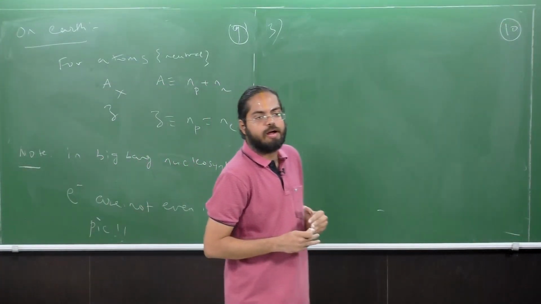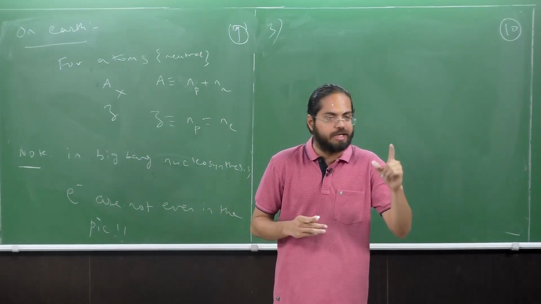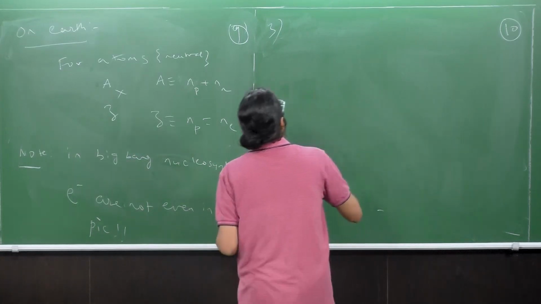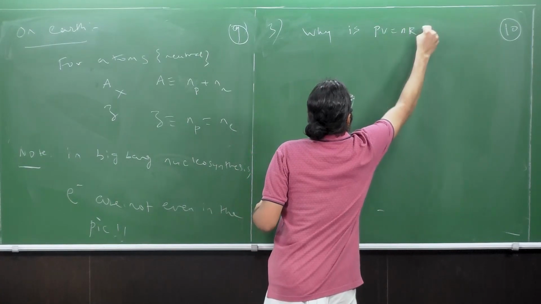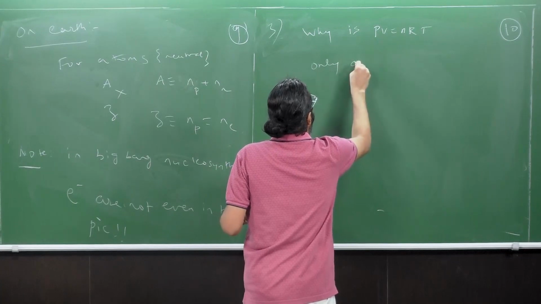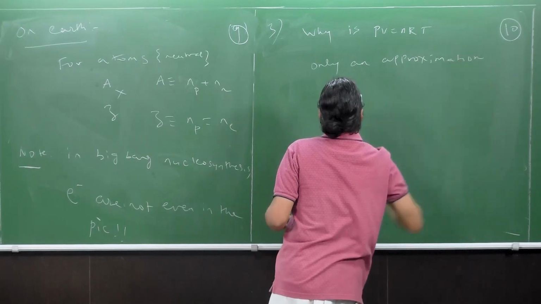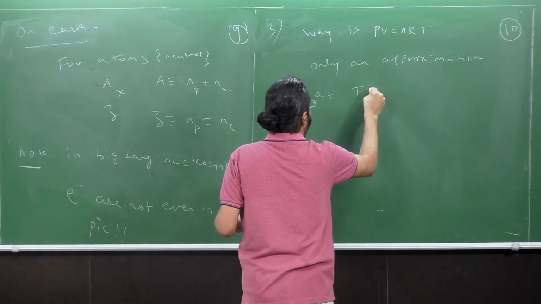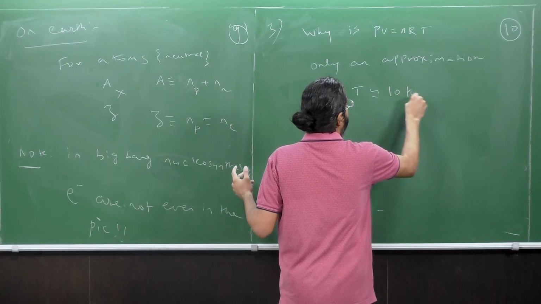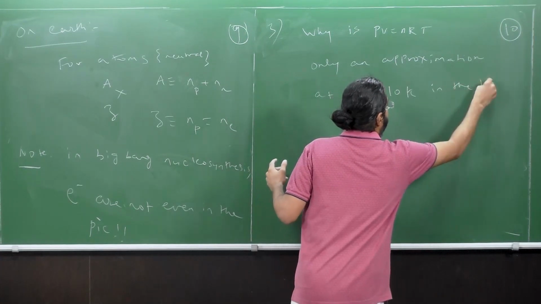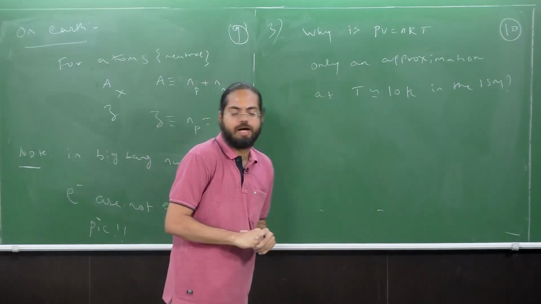Okay, we started off with explaining in some lecture, we were discussing the validity of PV equals nRT at various conditions in the ISM, correct? Now this question is, why is PV equals nRT only an approximation at approximately, let's say, T equals 10 Kelvin in the ISM? Okay, so what I've written is, why is PV equals nRT only an approximation at T equals 10 Kelvin in the ISM? What is the answer?